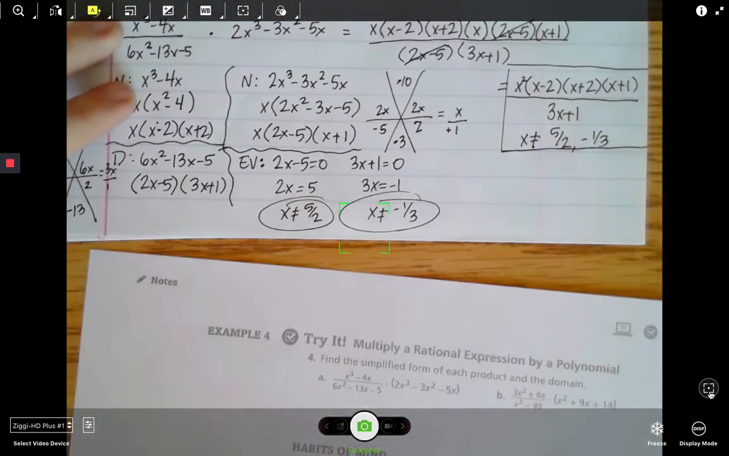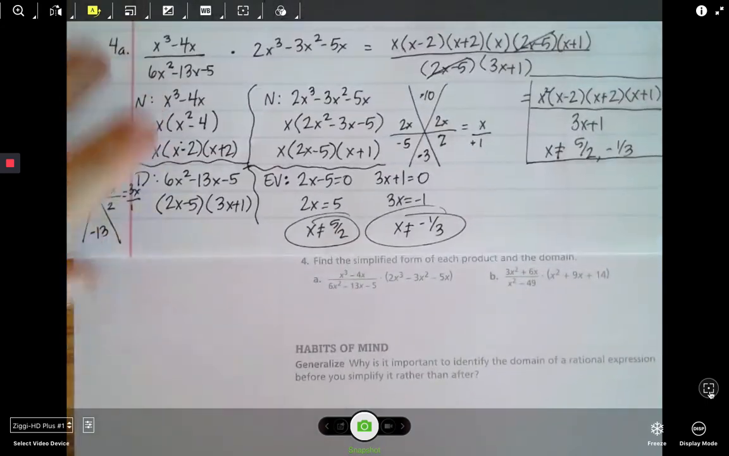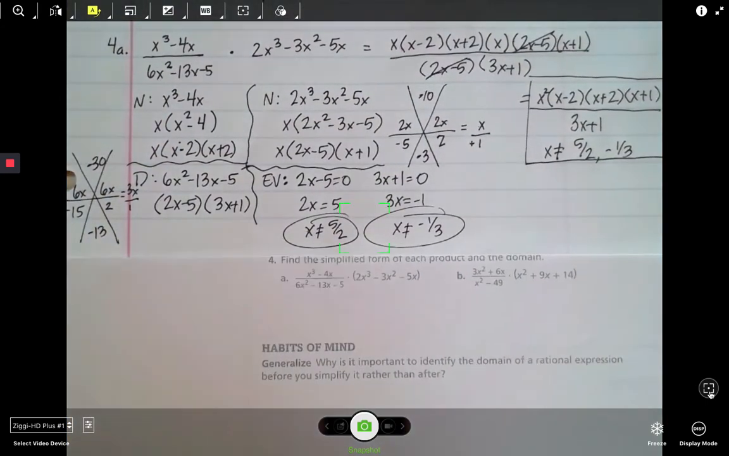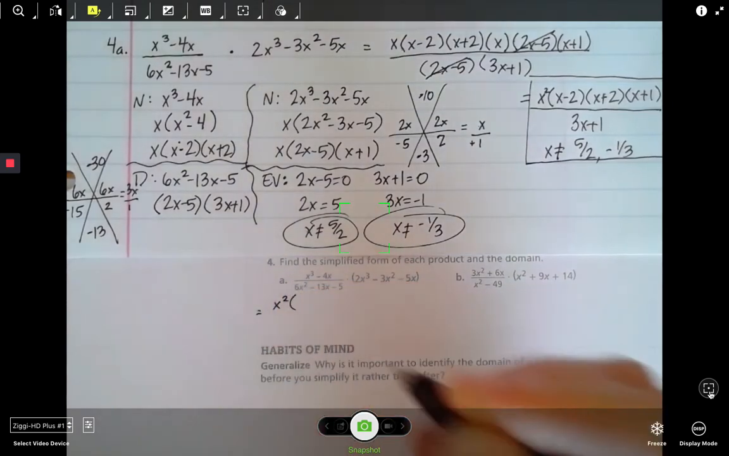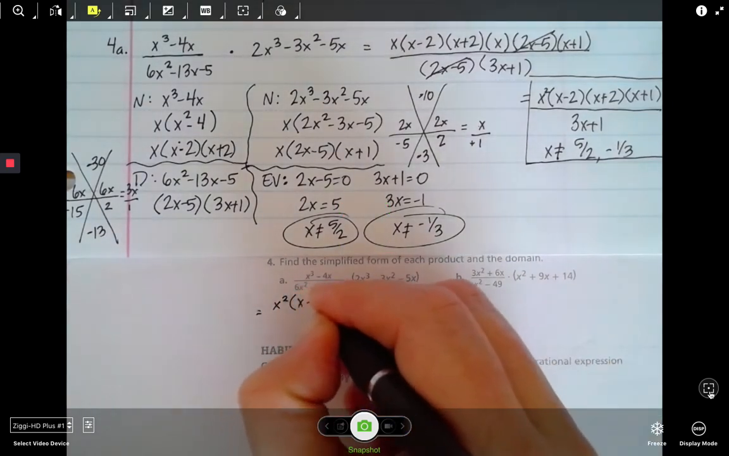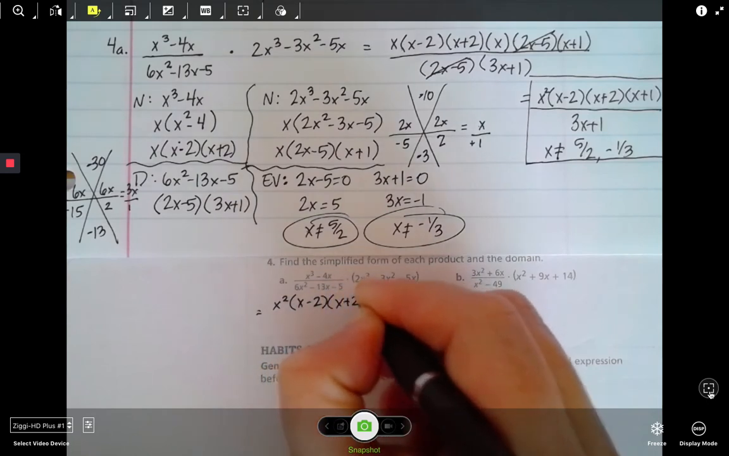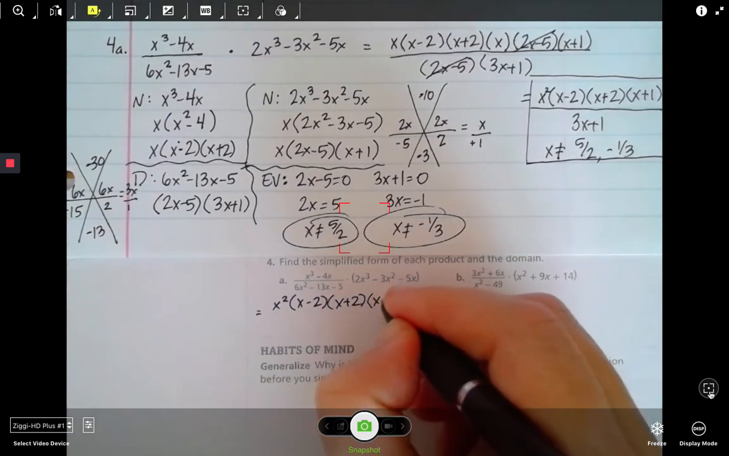So, if you look at your textbook, we definitely did not have room to work that problem right there in the workbook. So, I'm just going to write my answer. X squared times x minus 2, x plus 2, x plus 1.